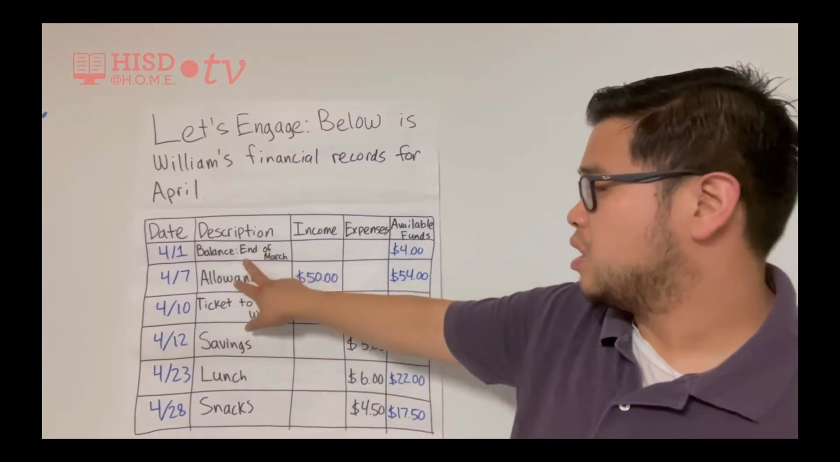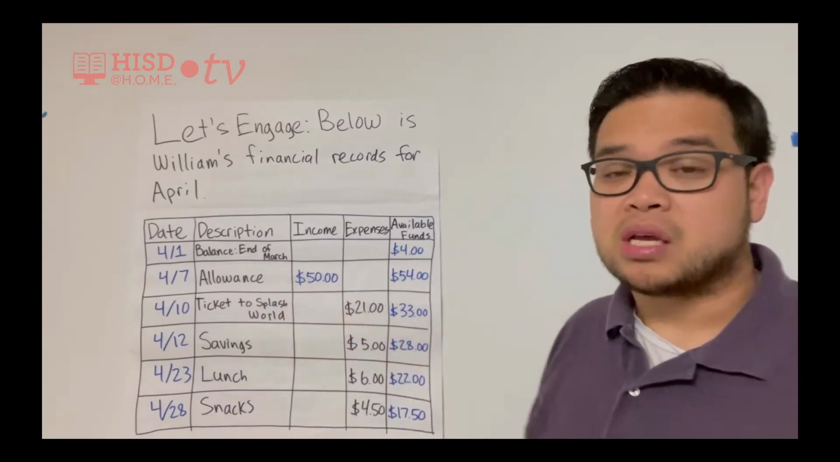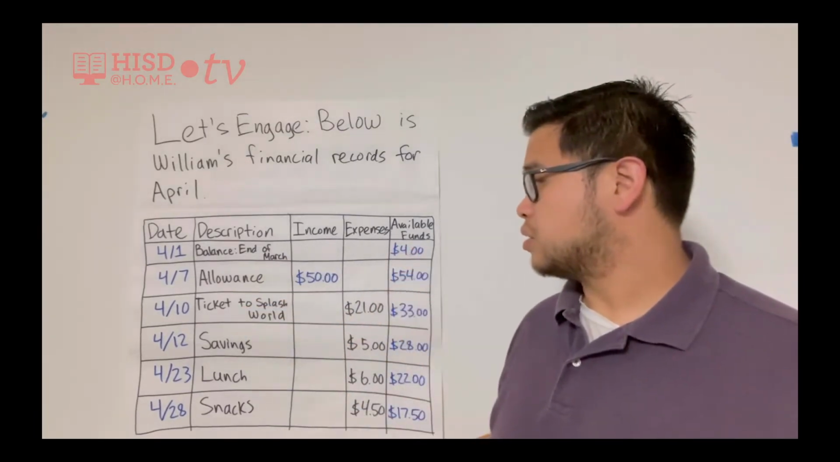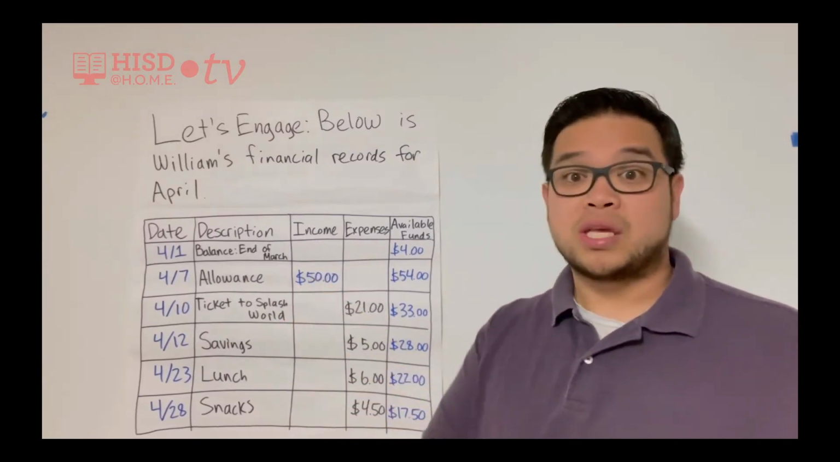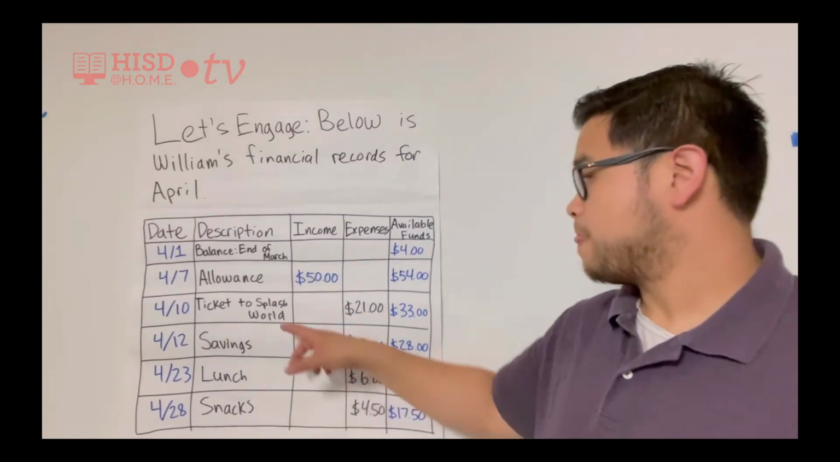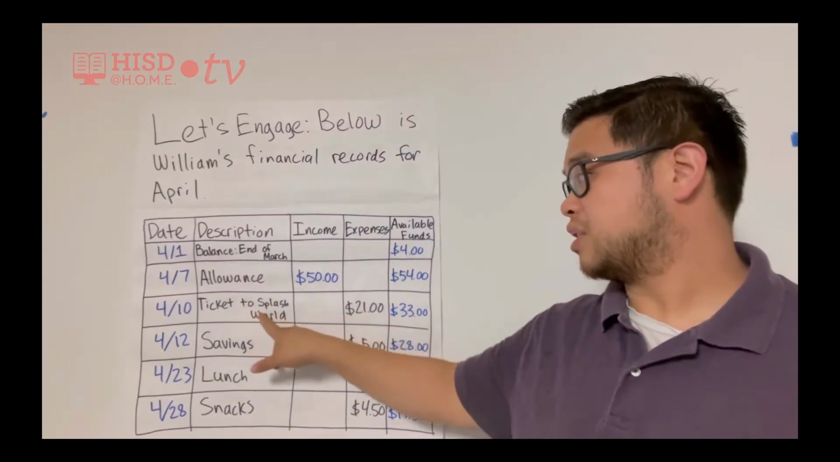We have the balance at the end of the month. He had $4 at the end of March, so that means going into April, he had $4. His allowance for the month was $50, so he got an income of $50. And then he spent $21 on tickets to Splash Town.